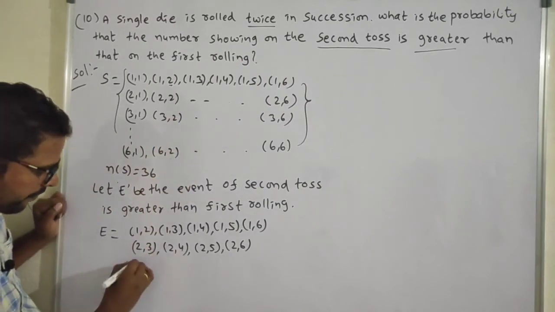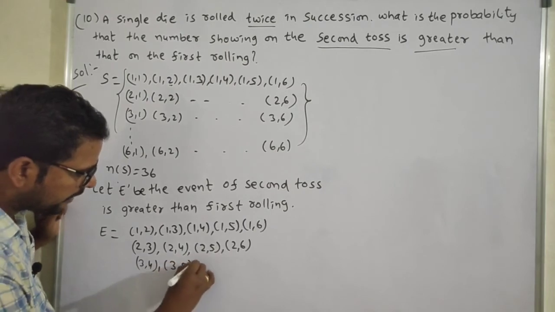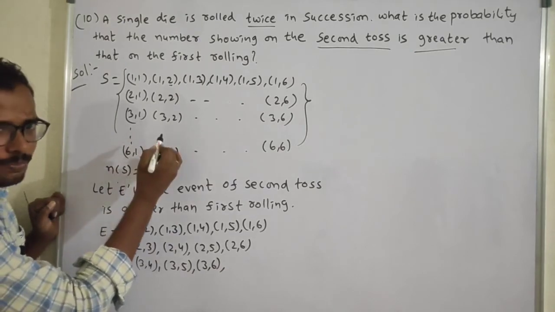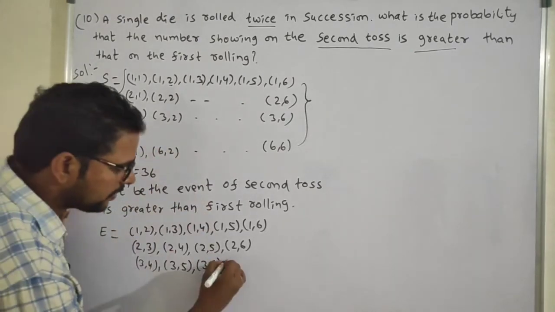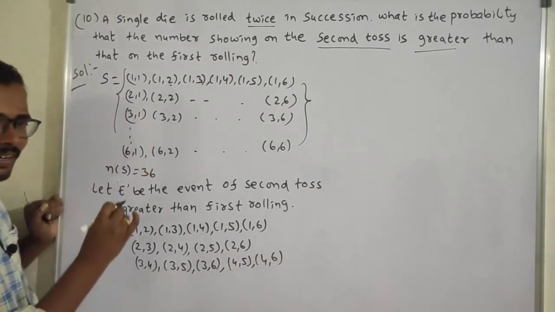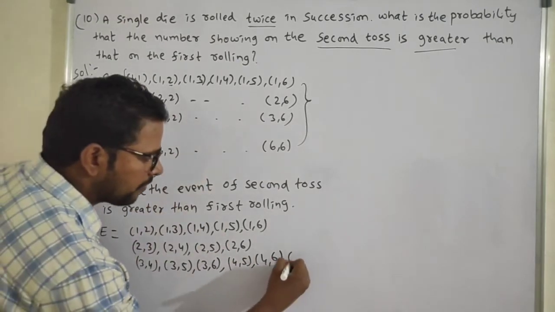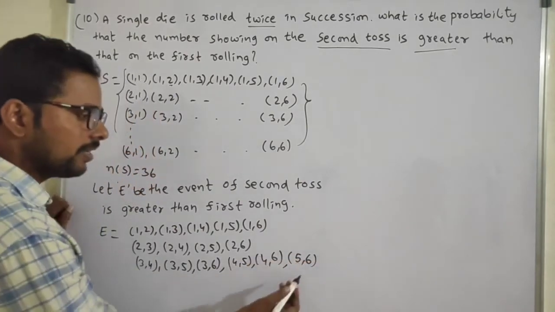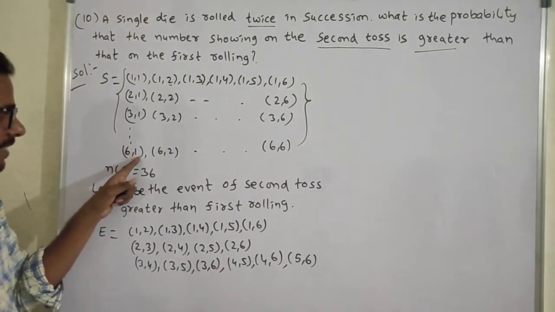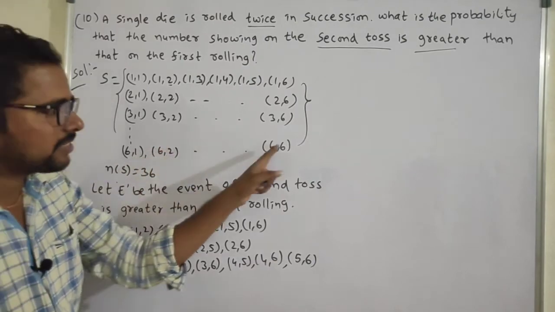Next 3 4, 3 5, 3 6. Next 4 1 and 4 2 are not possible; 4 3 and 4 4 are not possible either, but 4 5 and 4 6 are possible. Next 5 1 is not possible. 5 2 not possible. 5 3, 5 4, 5 5 not possible; 5 6 is possible because the second die number is greater than the first die number. 6 1 is not possible because the second die number is less than the first. 6 2 is not possible. Also 6 6 is not possible.